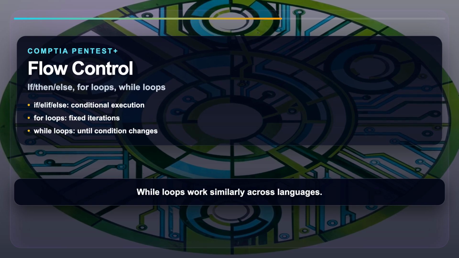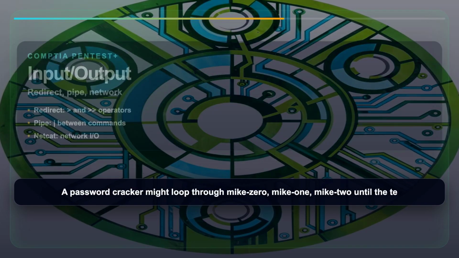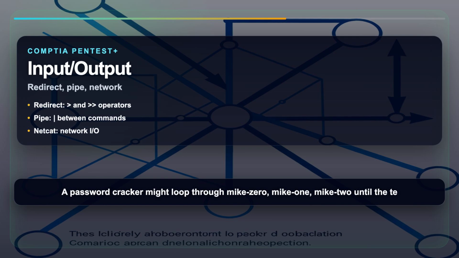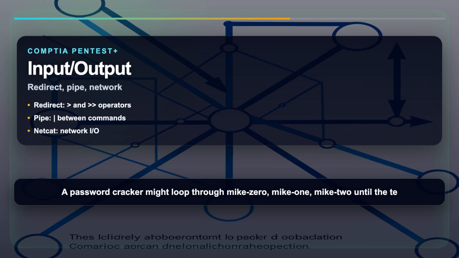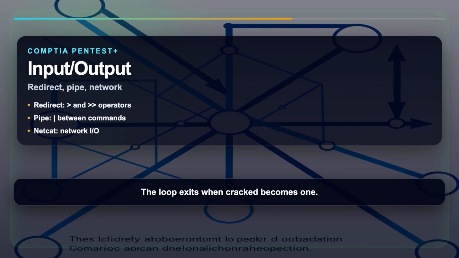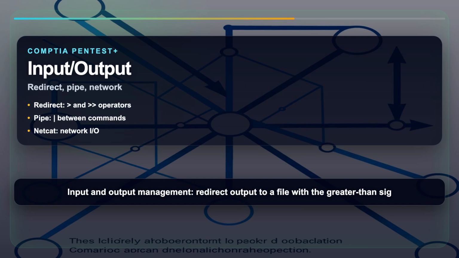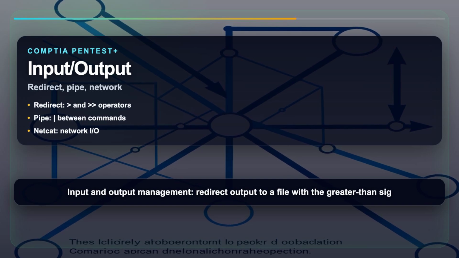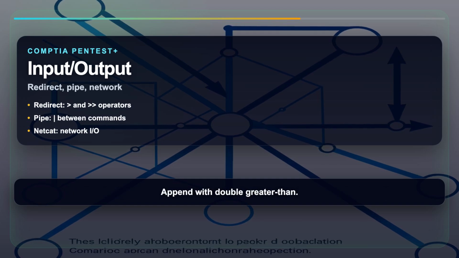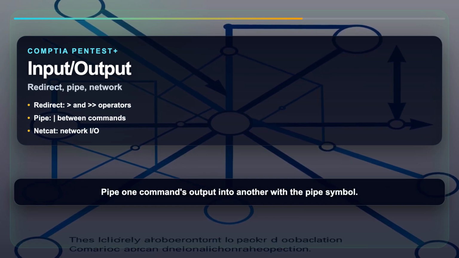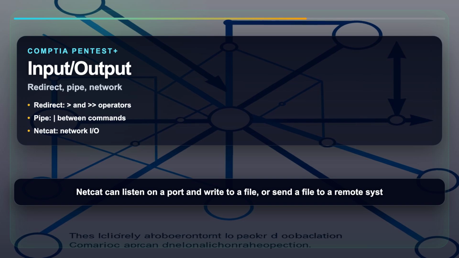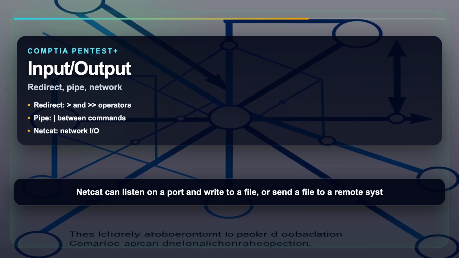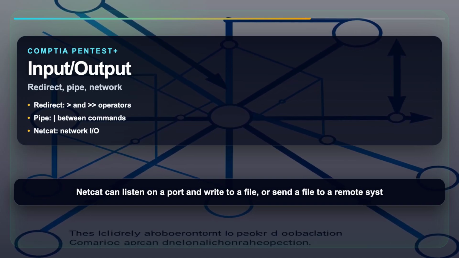While loops work similarly across languages. A password cracker might loop through mic0, mic1, mic2 until the test function returns true. The loop exits when cracked becomes 1. Input and output management. Redirect output to a file with the greater than sign. Append with double greater than. Pipe one command's output into another with the pipe symbol. Netcat can listen on a port and write to a file, or send a file to a remote system.